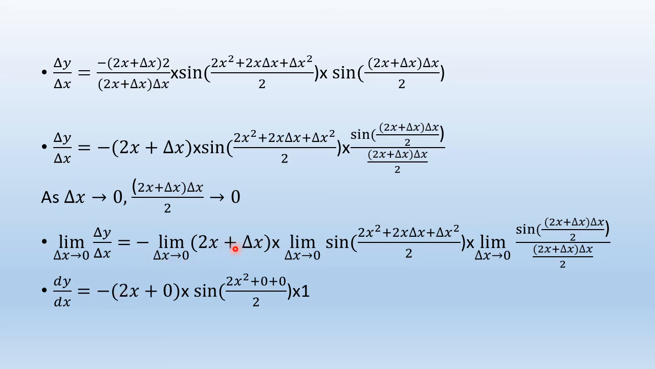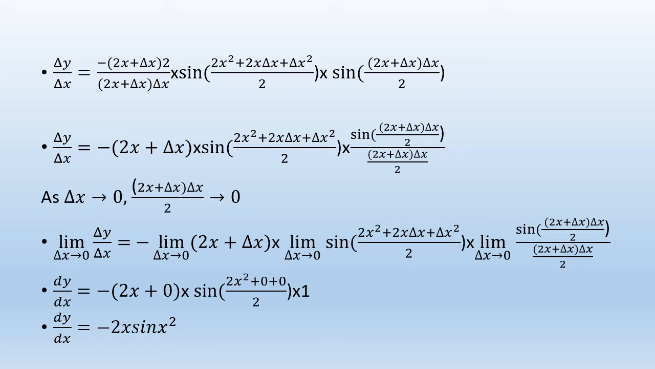And this becomes 2x plus 0 into sine of 2x square plus 0 by 2, 0 and 0 here. Here it is, into this whole limit becomes 1. And what is the final result? This 2 and this 2 got cancelled, and we have the answer, which must be minus 2x into sine of x square. You can say it. The derivative is minus 2x sine of x square, and this is the answer.